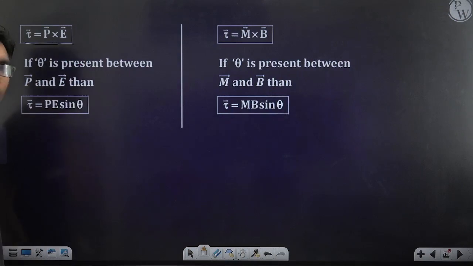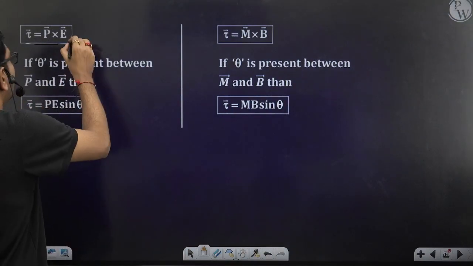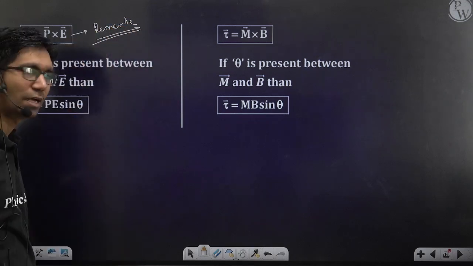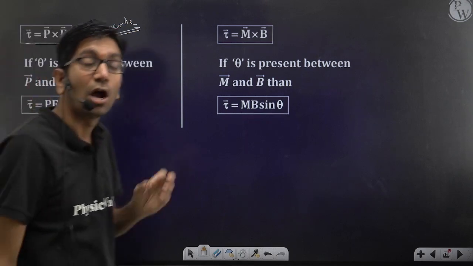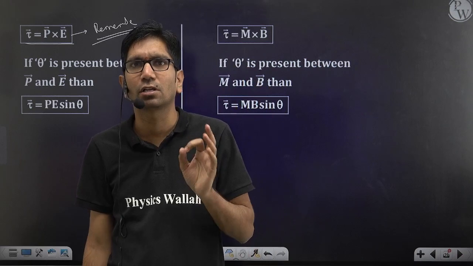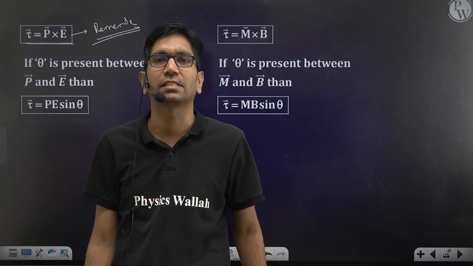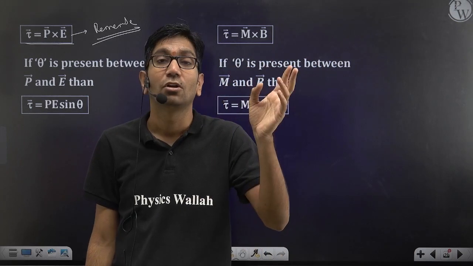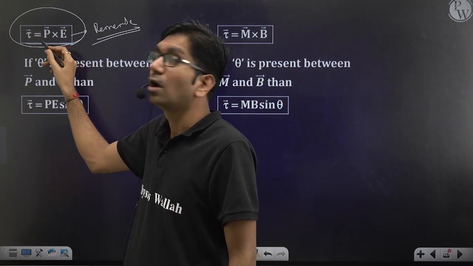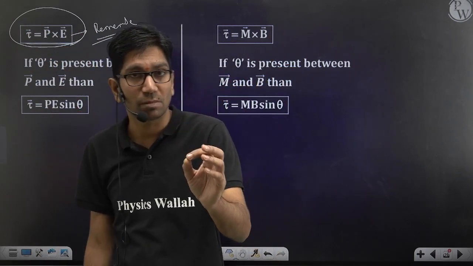What is the torque formula we got? P bar cross E bar. Please, beta, 100% you have to remember this one. As everyone knows how to solve cross product numericals. Do you know how to solve cross product numericals? If you don't know, just practice the numericals from the vectors chapter.